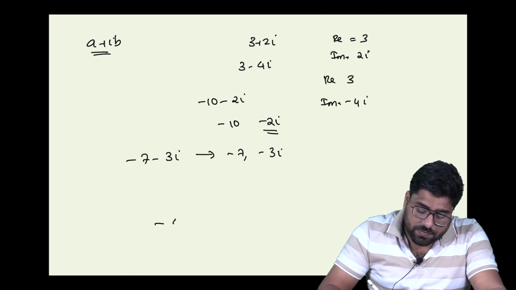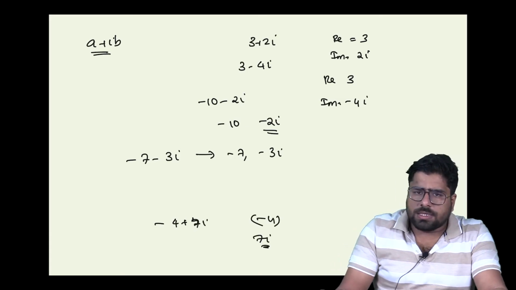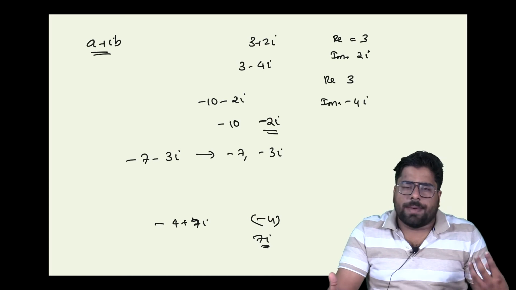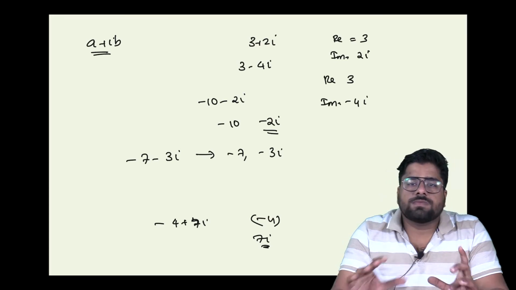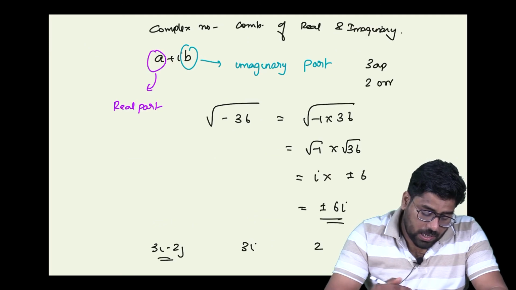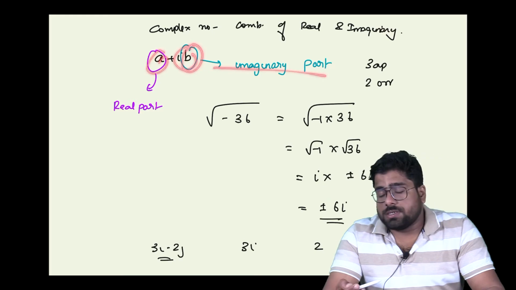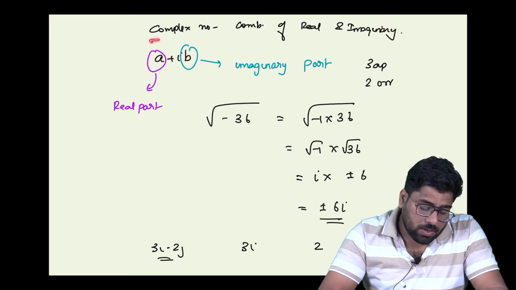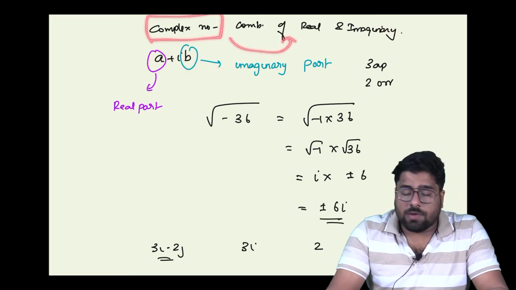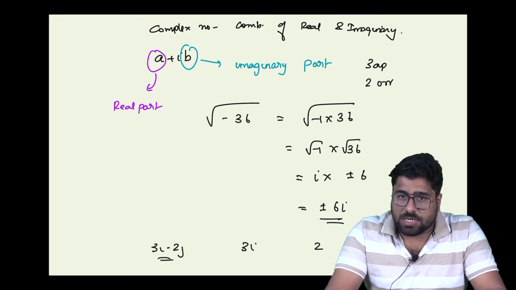I can write it as minus 4 plus 7i. Then minus 4 becomes my real part and 7i becomes the imaginary part. That is the logic. It doesn't mean that I am adding these two numbers together. I am just placing them side by side. It is called a plus ib, and a is called the real part and ib is called the imaginary part of my complex number, and a complex number is nothing but a combination of real numbers and imaginary numbers. So I hope this logic is clear.